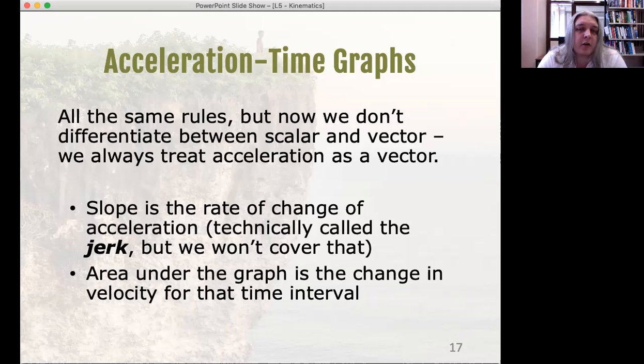Acceleration time graphs, I'm not going to, again, draw any of these for now. It's all the same rules. As we said with acceleration, we don't really differentiate between scalar and vector, so you need to think about the scenario and figure out what's actually going on. The slope of an acceleration time graph is technically called the jerk. We're not going to go into that. We're not going to discuss changing acceleration. For this course, we'll only ever deal with constant acceleration, so the acceleration time graphs will always just be horizontal lines. But just like we saw with the velocity time graph, the area under the graph is the change in velocity for that time interval, exactly the same.